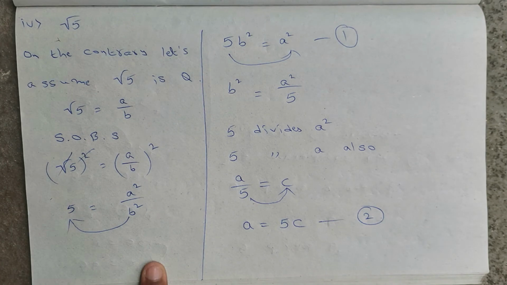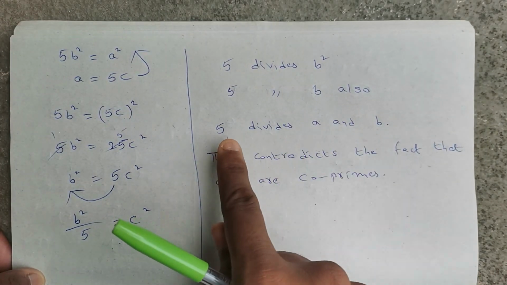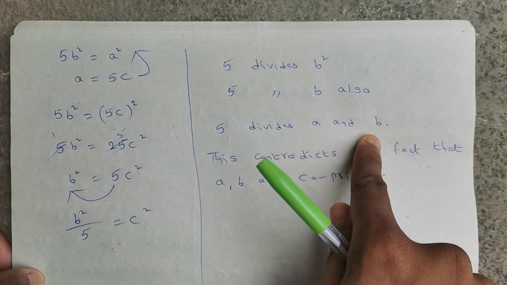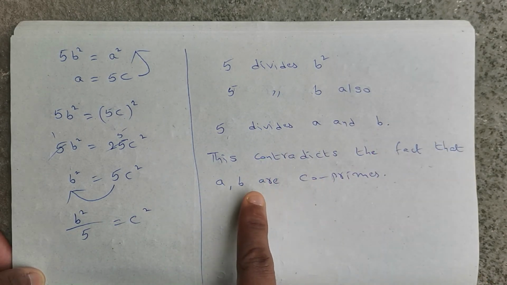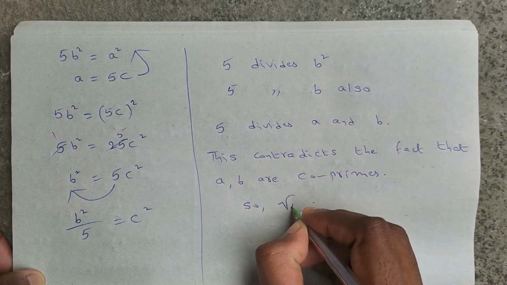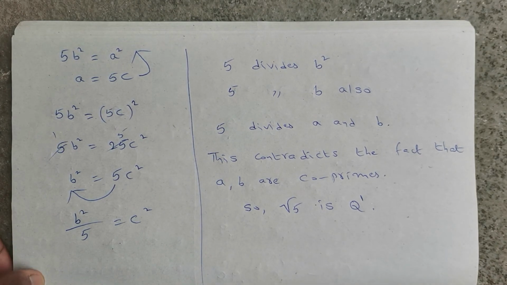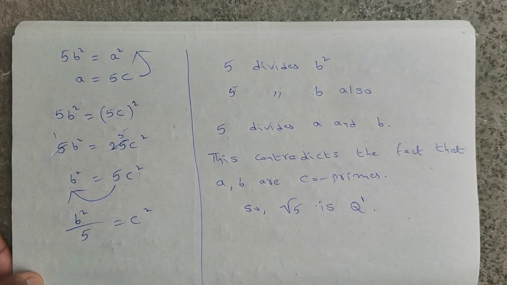But whereas in this case, 5 is dividing a and b, so it means 5 is also a common factor of a and b. So that's why it is contradicting the fact that a, b are co-primes. So root 5 is an irrational number.